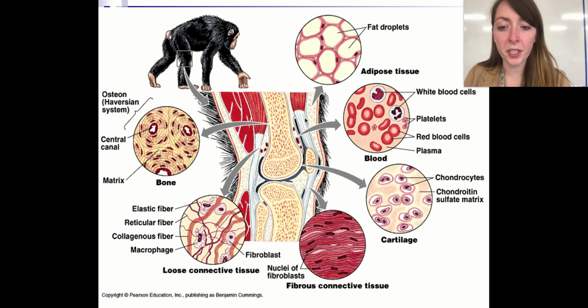Here we have a joint, and you can see that there are so many different types of tissue found just in this one location, and they all have really different and highly specialized jobs. So you might say, how is bone and blood all the same tissue type? They're still connective tissue, they're just really specialized.